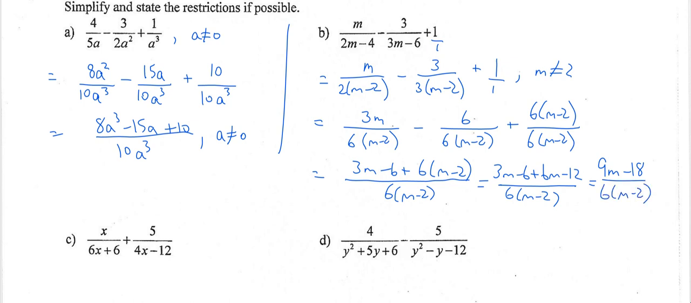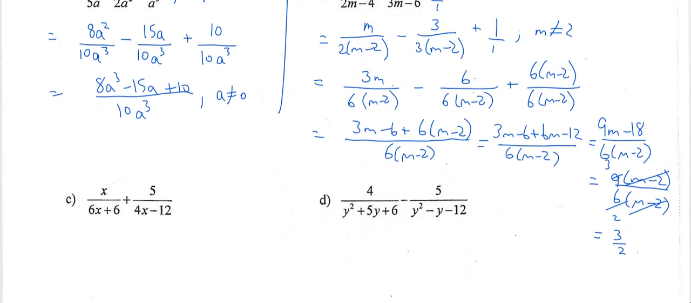And it looks like I'm done, except if I look very, very closely, I see that the numerator factors. There's a common factor of 9. So I can actually keep going. I should keep going until I can't go anymore. And look, m minus 2 and m minus 2, these will reduce. 9 and 6 will also reduce. And my final answer is 3 over 2. I just got rid of all of the variables. And that's my final answer.